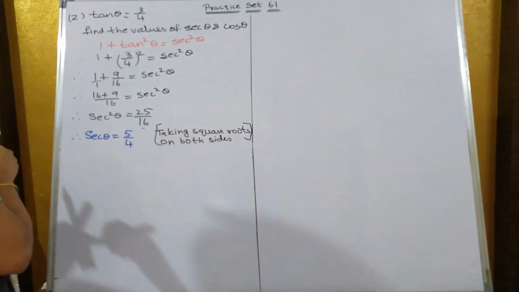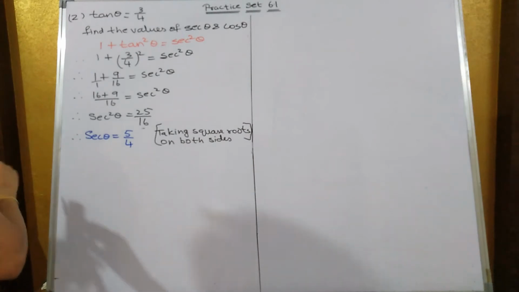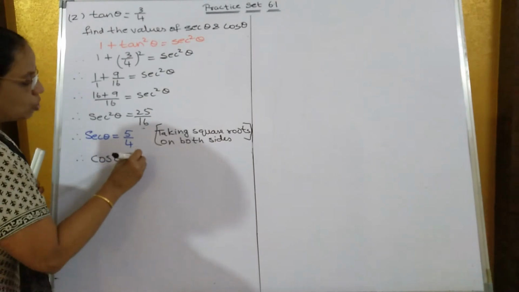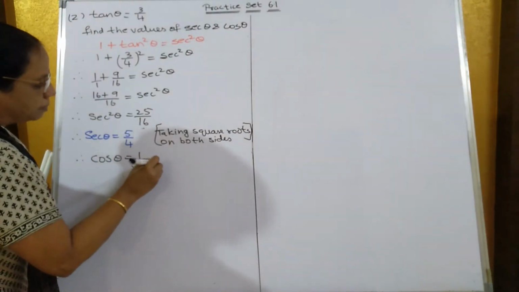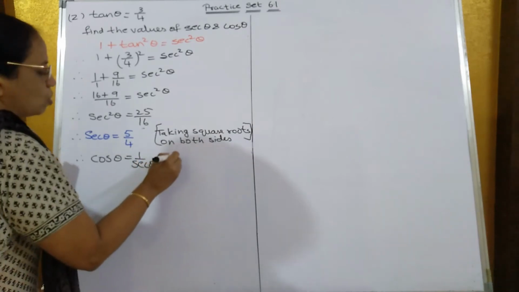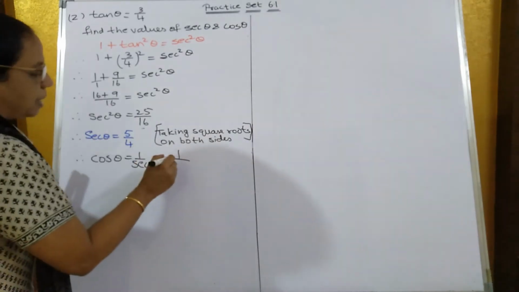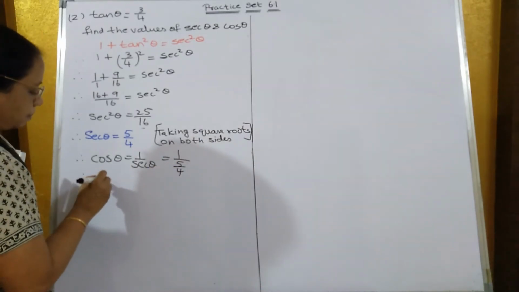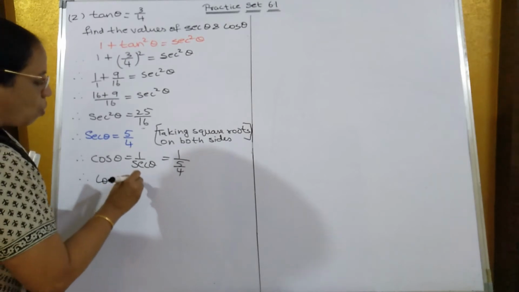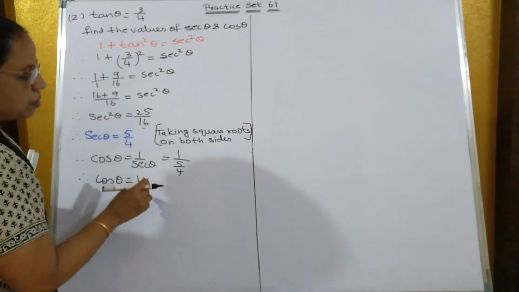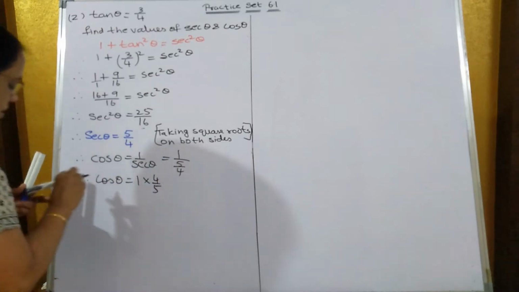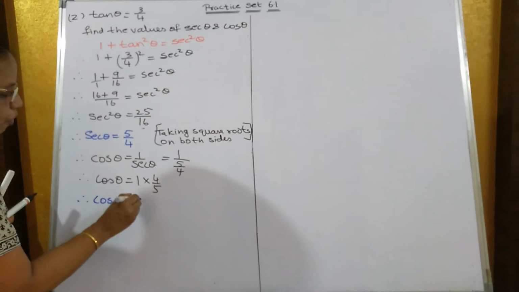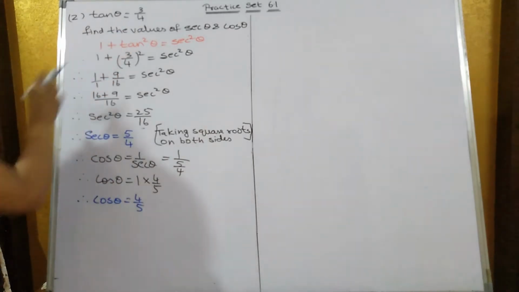Now next we will find out the value of cos theta. Now we know that cos theta is equal to 1 upon sec theta. So that is equal to 1 upon what we have got, sec theta, 5 upon 4. Therefore cos theta is equal to 1 into 5 upon 4. Take the reciprocal of that, 4 upon 5. Therefore cos theta is equal to 4 upon 5. So we have got both the values, sec theta and cos theta.